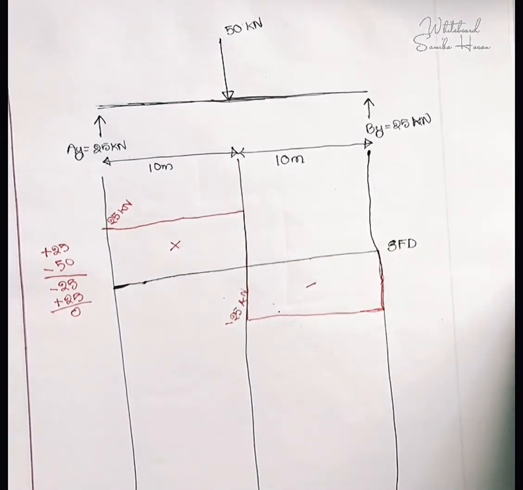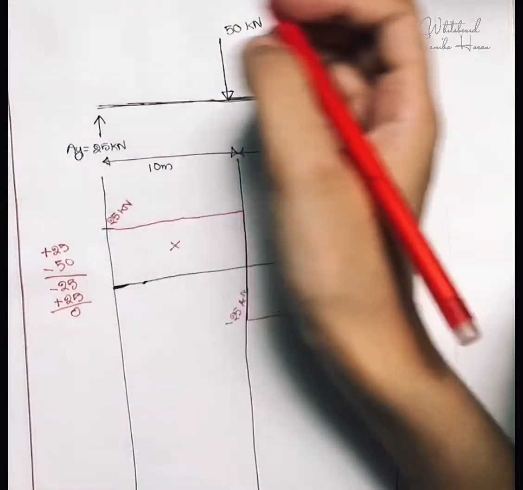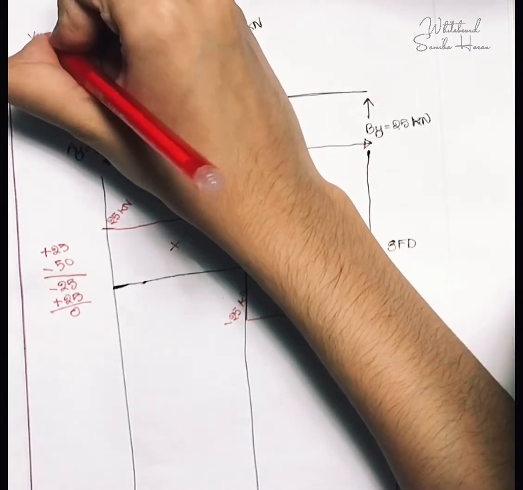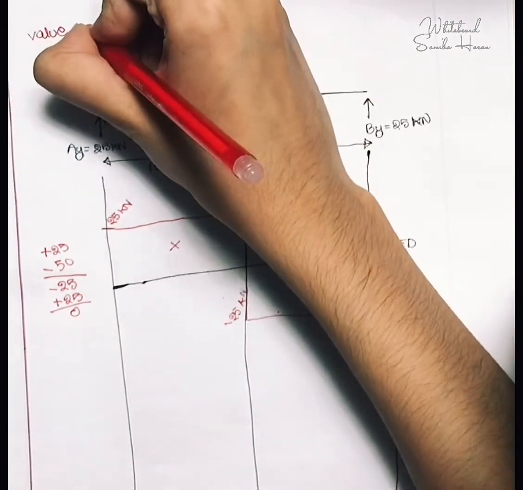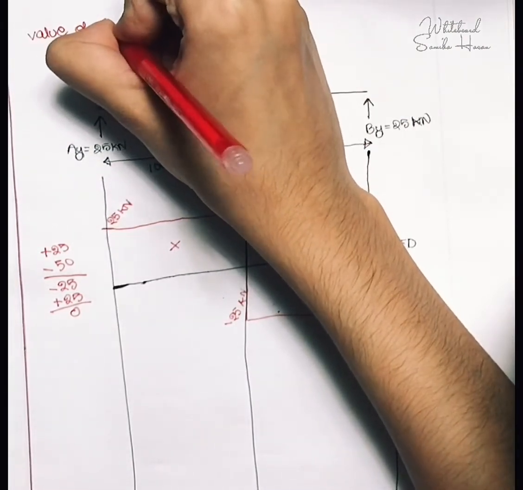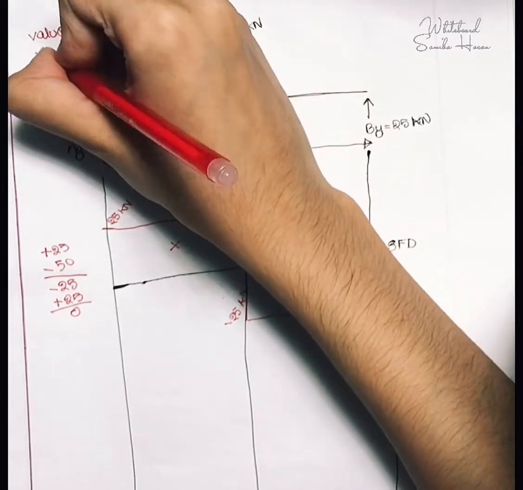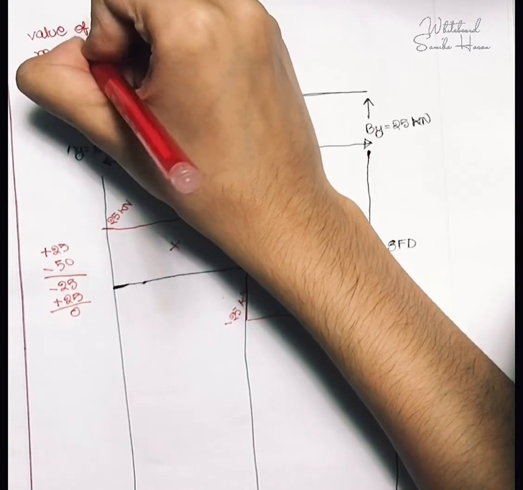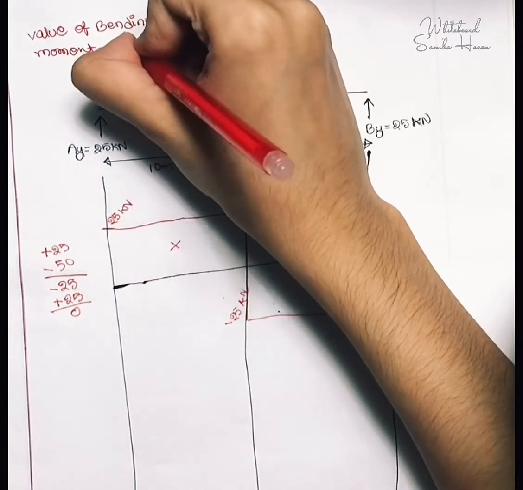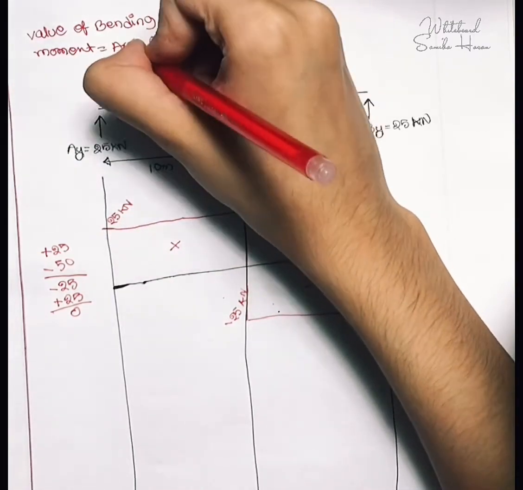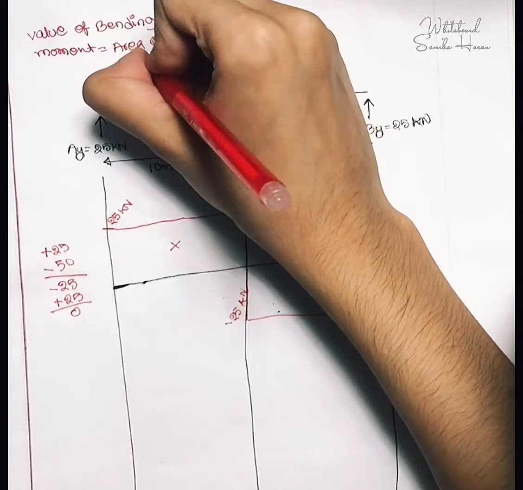Now the value of my bending moment will be the area of my shear force diagram. Let me write it over here: value of bending moment is equal to area of SFD.